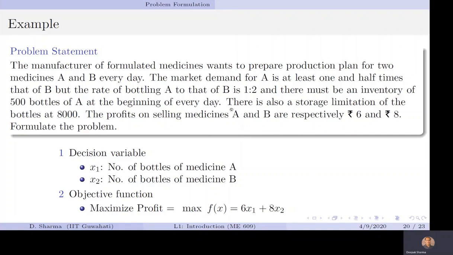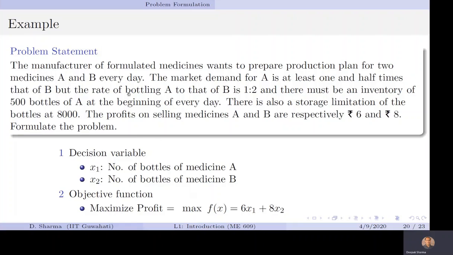This means that if I am selling some number of A, then multiplied by 6 will become the profit earned from A. So this statement gives me an idea that the variable should be x1, the number of bottles of A, and x2 should be the number of bottles of B. Now using these two variables x1 and x2, I can construct my objective function, which is maximize profit equal to f of x, which is 6 x1 plus 8 x2. Our objective is to find what should be the value of x1 and x2.